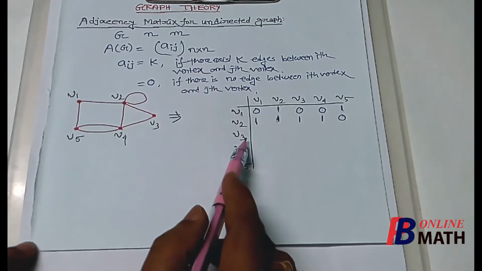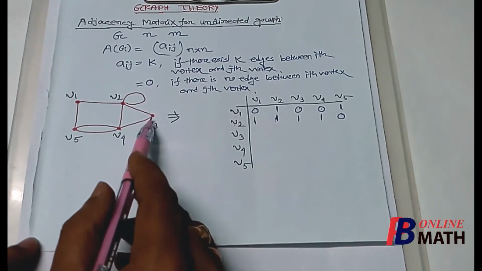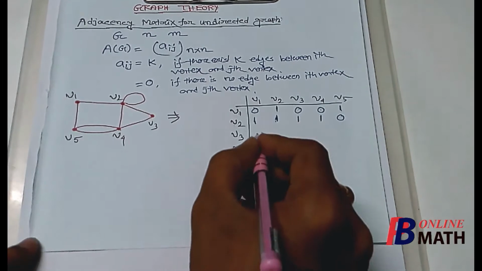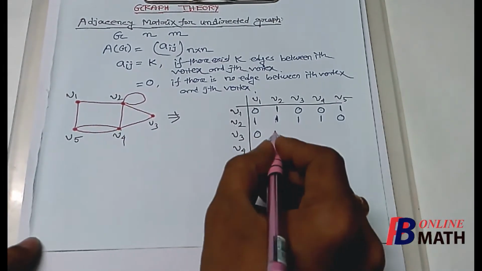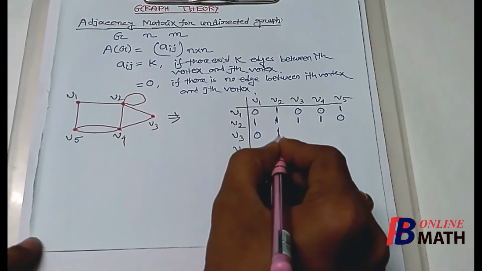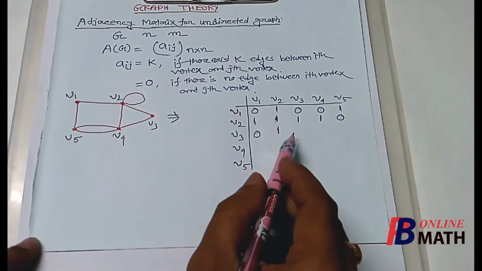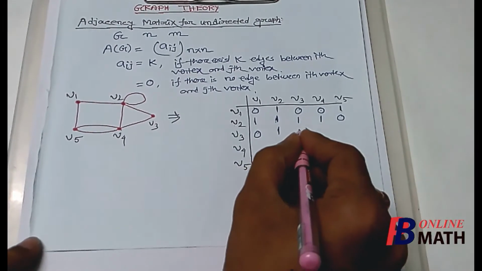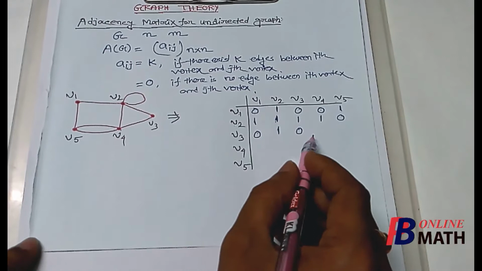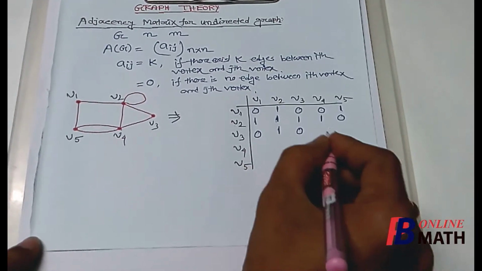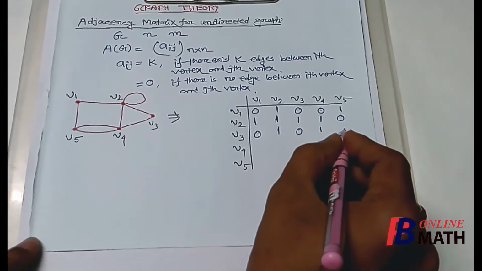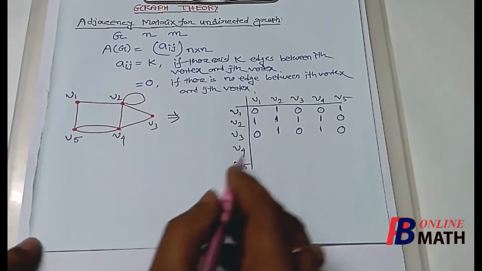Next V3, we find that there is no edge between V1 and V3, so we put 0 here. There is only one edge between V2 and V3, we put 1 here. Now there is no self loop at V3, so we put 0 here. There is only one edge between V3 and V4, so we put 1.